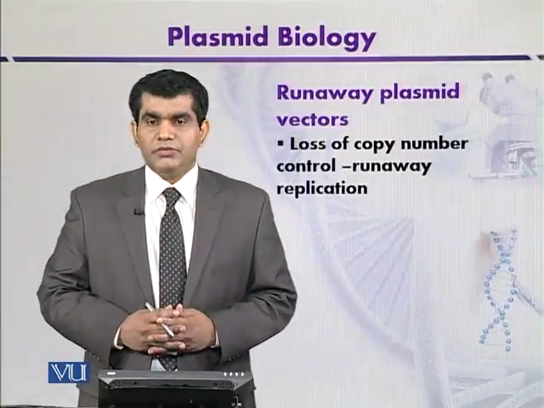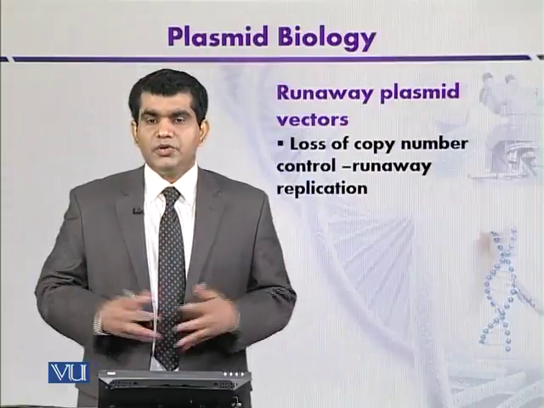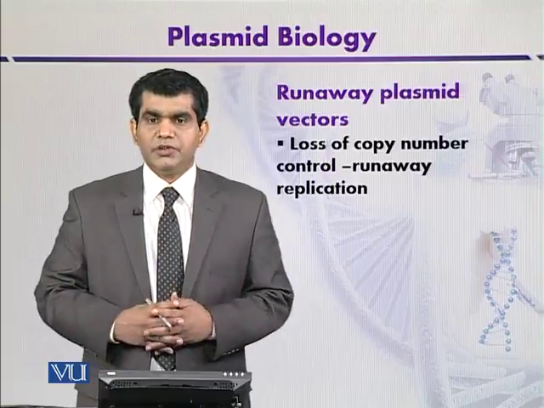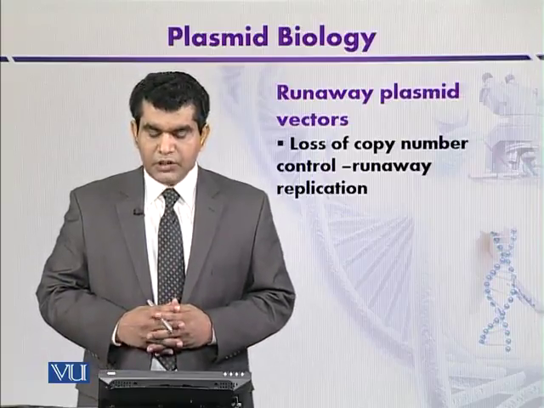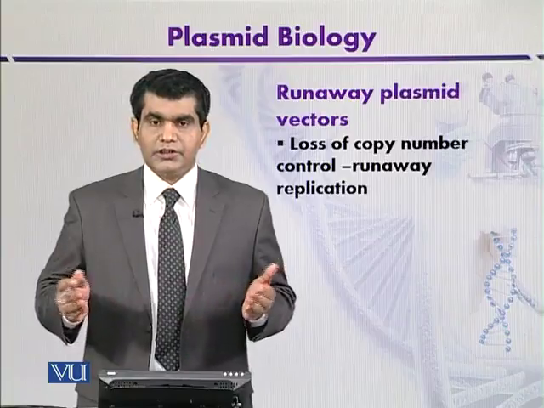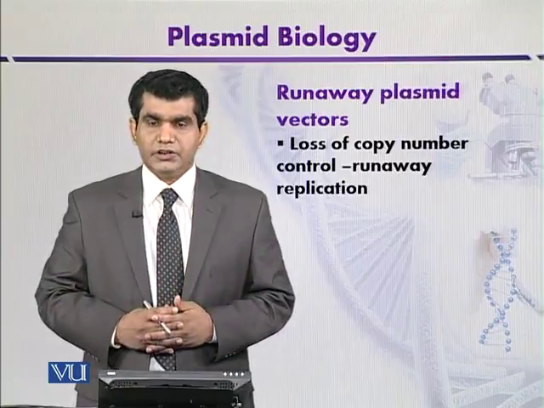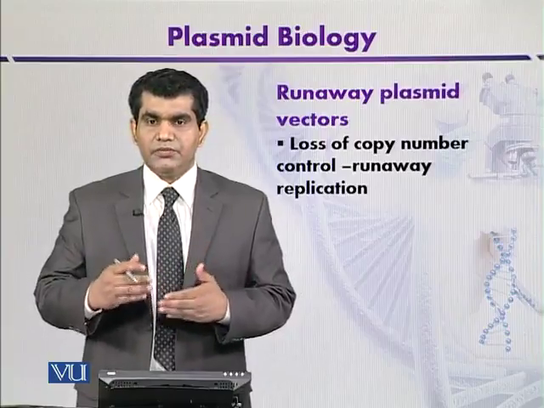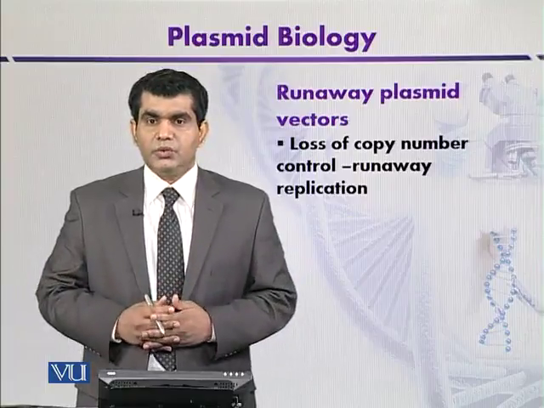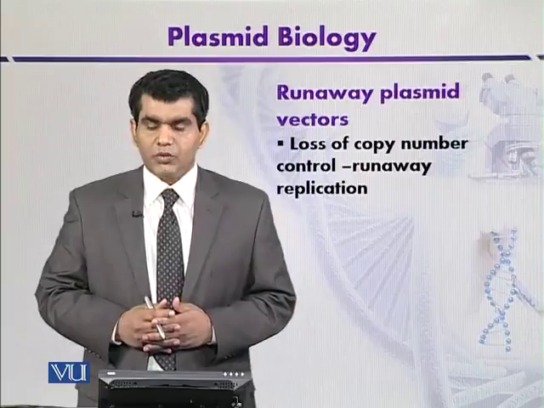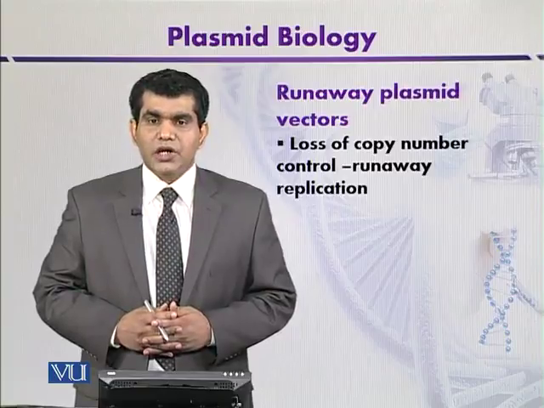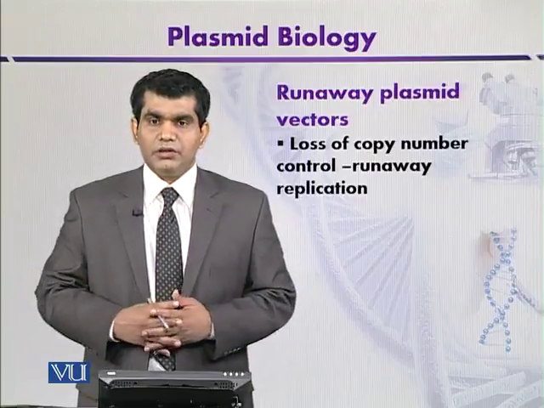Runaway plasmid vector. It can also be used in gene cloning procedures. So runaway plasmid vector means that sometimes there is a loss of the copy number control, which we can call runaway replication. So whenever during the course of cell division the plasmid replication control is lost, such a type of plasmids may be called runaway plasmid vectors. So they also have their utilization in the gene cloning procedures.